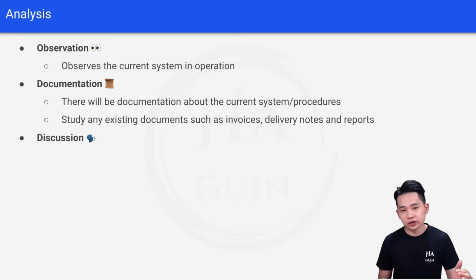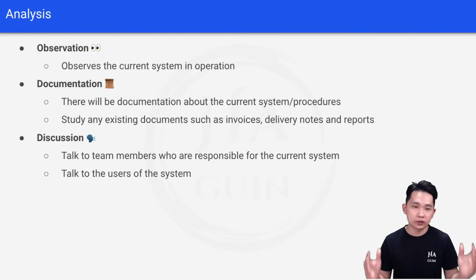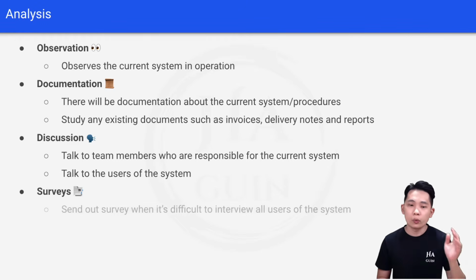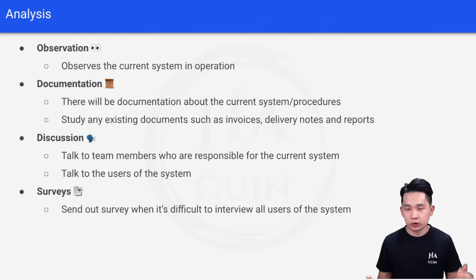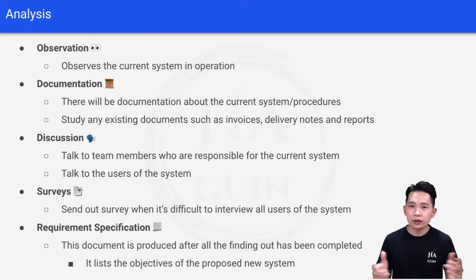Next will be discussion stage, whereby you talk to team members who are responsible for the current system, and then you also talk to the users of the system. We can also do survey when it's difficult to interview all users of the system. So in an ideal case, we would like to talk to all users of the system, but sometimes it's not possible. Therefore, we will send out surveys. And lastly will be requirement specification, whereby this document is produced after all finding out has been completed. It will list out the objectives of the proposed new system. Therefore, these are the 5 main steps in the analysis stage.